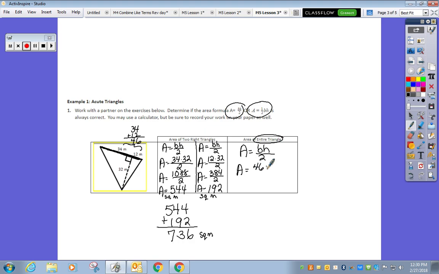So 46 times the 32 divided by 2. When I do 46 times 32, I get 1,472, and then I would have to divide it by 2, which would give me 736 square meters. So what this shows is the area formula for a right triangle also works for an acute triangle, because this is an acute triangle here. Okay, let's look at another example.